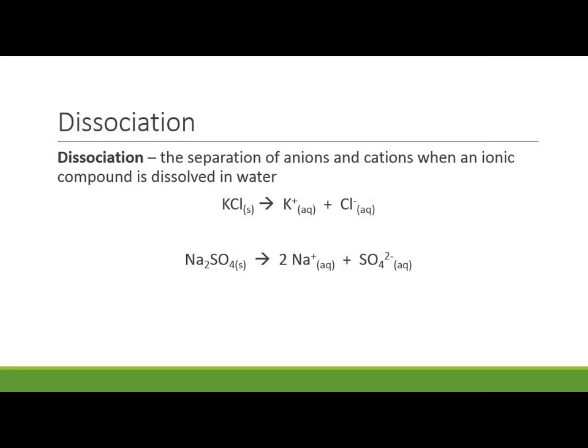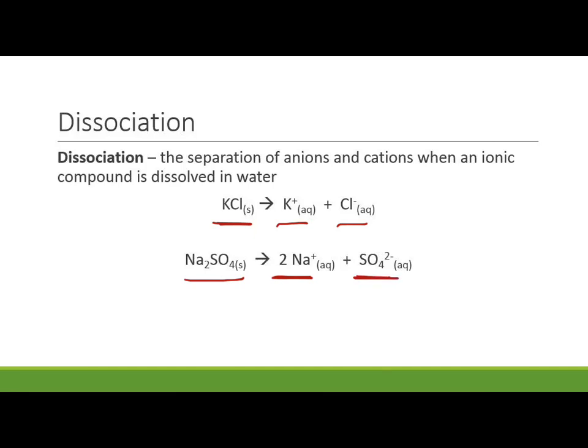They'll break apart from each other and they'll start floating off into the water itself. So this happens with KCl here, potassium chloride. Notice that it's a solid, and now we have aqueous, or dissolved in water, potassium and chloride ions. Notice that the same thing happens with sodium sulfate. Here we have 2 sodium ions that go floating off, and then we also have a sulfate.